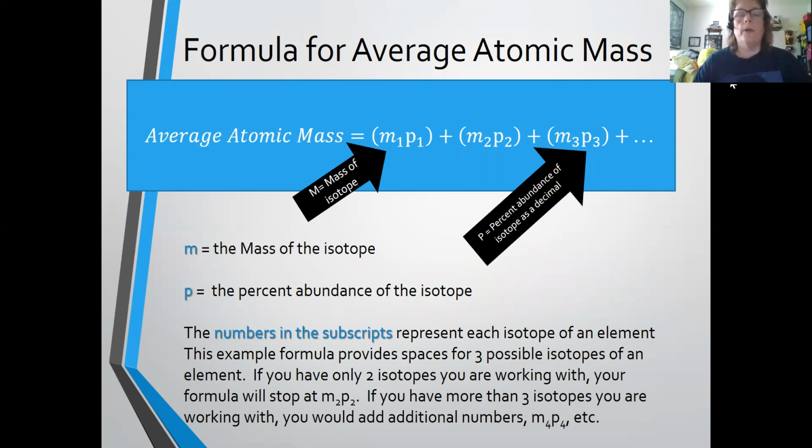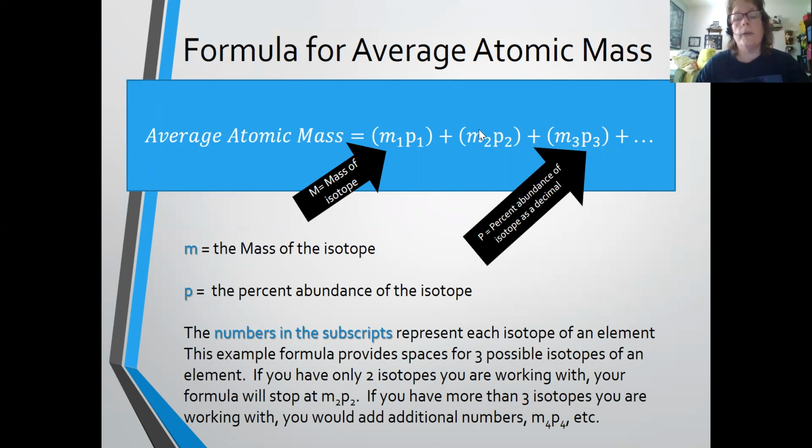All right, so here's the formula for average atomic mass. Average atomic mass is equal to, this M here stands for the mass, so the atomic mass of the isotope, and the P stands for the percentage, the percent abundance. How much out of all the isotopes out there does this one make up? Is it 25% of all the isotopes? Is it 10% of all the isotopes?